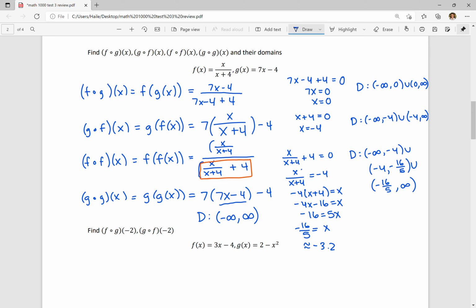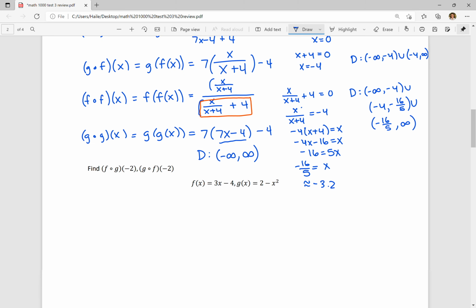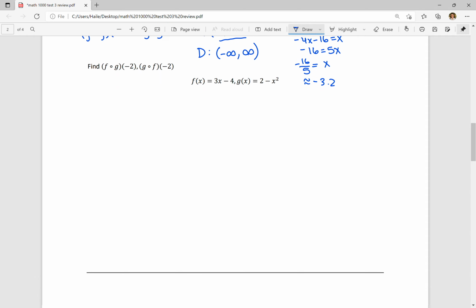Okay? We're going to do one more example with composite functions. So this time we're going to plug some numbers into our composite functions. So we want to find f of g of negative 2 and g of f of negative 2, and we're given that f is 3x minus 4 and g is 2 minus x squared. So to do this, we want to think about f of g of x as f with g plugged in. So we can think of it as f of g of negative 2.